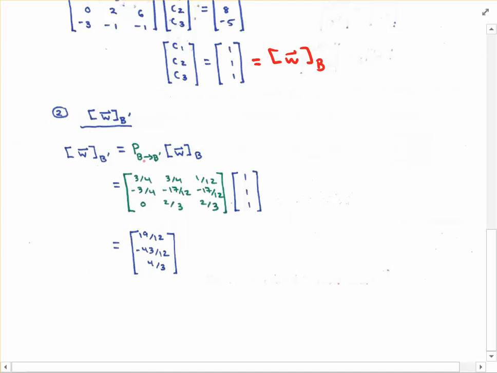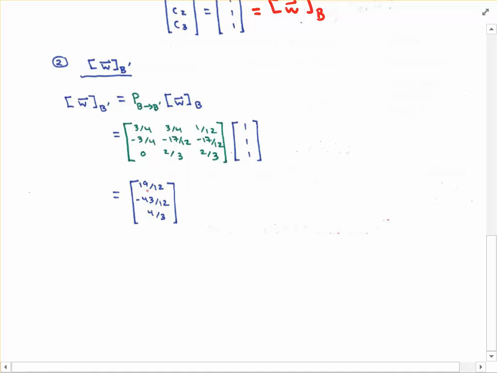So to that end, to figure out the components of W with respect to B prime, we take the transition matrix that we figured out from part A and we multiply it to the vector we just got in step 1 of the solution. Alright, so there they are, the matrices that correspond to each of those. And when you multiply these together, you don't get very nice entries this time, unfortunately, but they are what they are. First entry is 19 twelfths, second is -43 twelfths, and then third is 4 thirds. Alright, and these would be the components of the vector W with respect to the basis vectors from B prime.